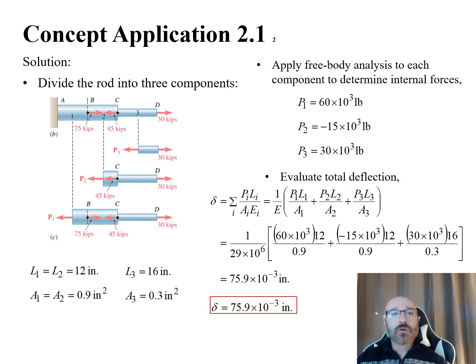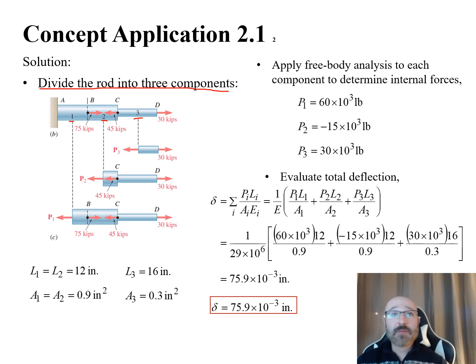So now we'll do the first step where we divide the rod into its three components. We take a look and divide in between point A and point B. We'll put this as point 1 right in the center of that, where B is our load, 75 kips. Then between B and C, we'll draw a line in the center of that and call this point 2. And between C and D, in the center of that, we'll call this point 3.